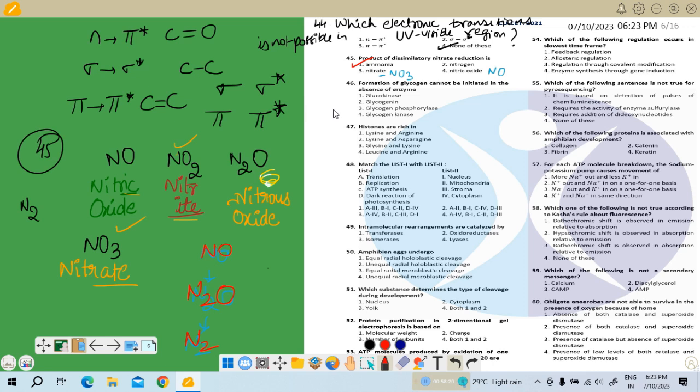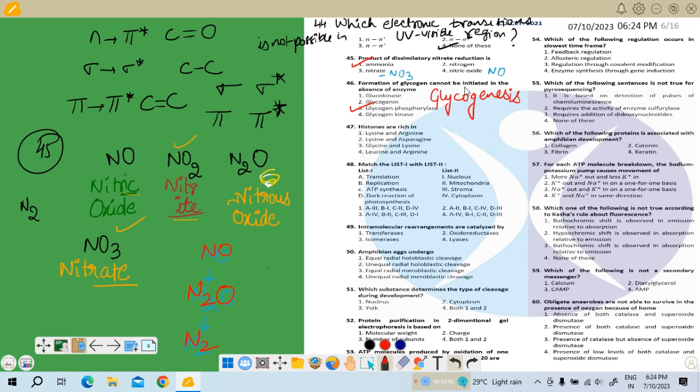Okay, then 46th, formation of glycogen cannot be initiated in the absence of enzyme: glucokinase, glycogen phosphorylase, glycogen kinase. So this is from the glycogenesis topic. We just need to see which enzymes are there. So all are there except glycogen phosphorylase.